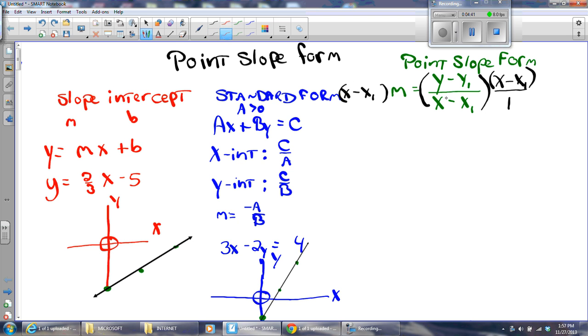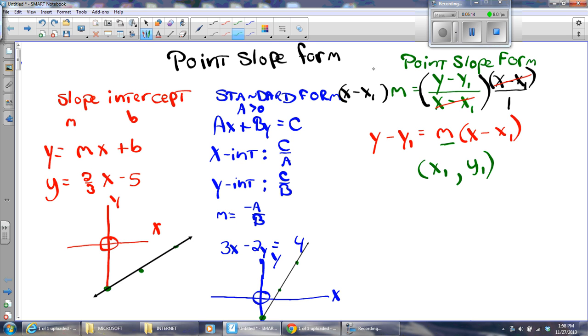Now, these will cancel out, right? And so what I'll have is I'm going to rewrite it. I'm going to put my y's on the left. I'll have y minus y sub 1, and that'll equal m times the quantity of x minus x sub 1. Why would I do this? Well, when we are in point-slope form, we know the slope, it's right there. And we also know a point. We know the point with an x-coordinate of x1 and a y-coordinate of y1.